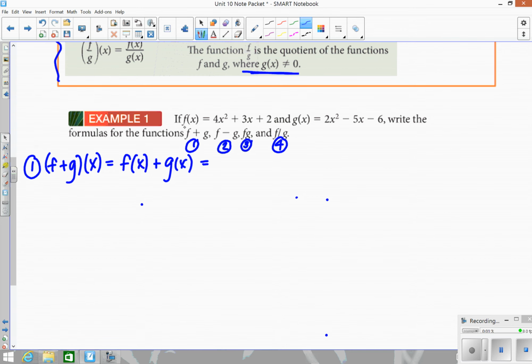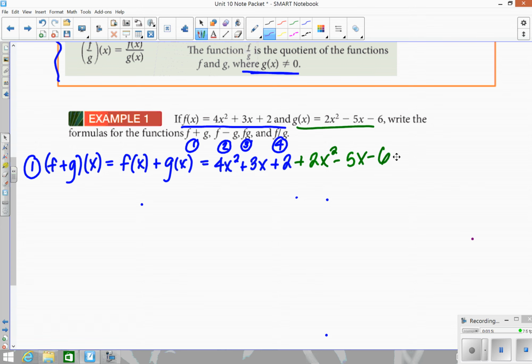means I'm going to take function f of x, so 4x squared plus 3x plus 2, and to that I'm going to add g of x, so this function here, so plus 2x squared minus 5x minus 6, and I just want to simplify this. So basically all it means is combine like terms.